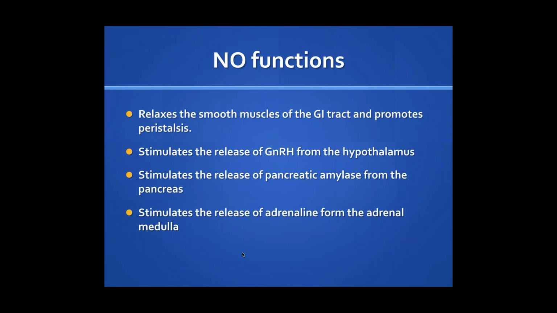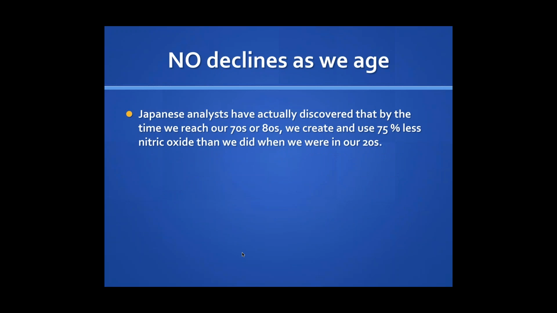Some of the other functions: it relaxes the smooth muscles of the gastrointestinal tract and promotes peristalsis, stimulates the release of gonadotropin-releasing hormone from the hypothalamus, stimulates the release of pancreatic amylase from the pancreas, and stimulates the release of adrenaline from the adrenal medulla. And it declines as we age. In one study, Japanese analysts discovered that by the time we reach our 70s or 80s, we create and use 75% less nitric oxide than we did in our 20s.